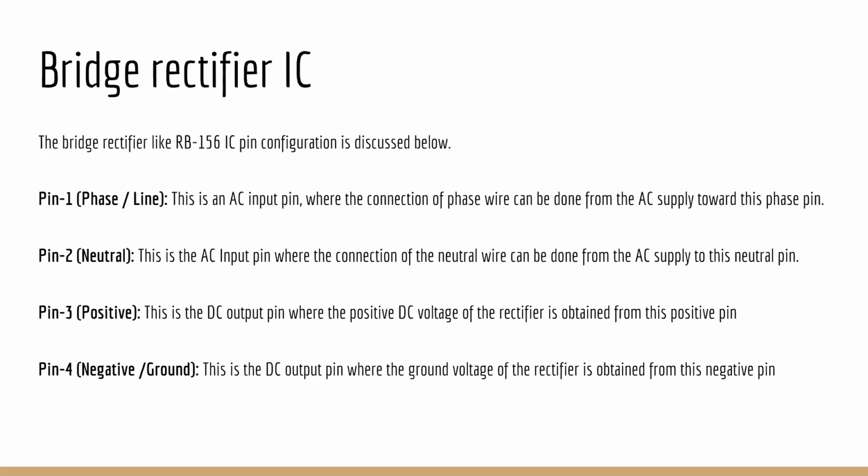Now we will see the bridge rectifier IC. The bridge rectifier like the RB156 IC pin configuration is discussed below. Let's see pin 1, which we call phase or line. This is an AC input pin, where the phase wire from the AC supply can be connected to this phase pin.